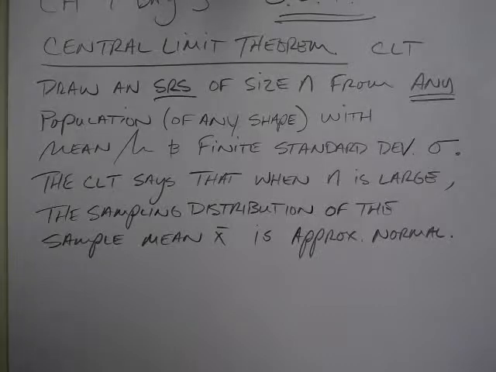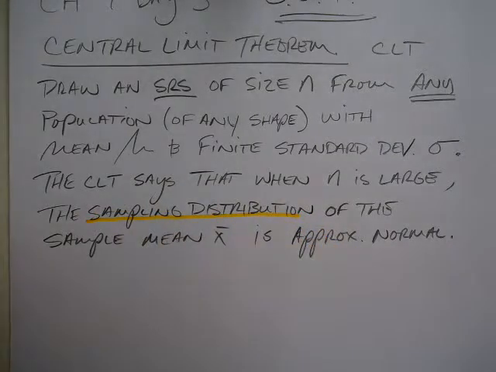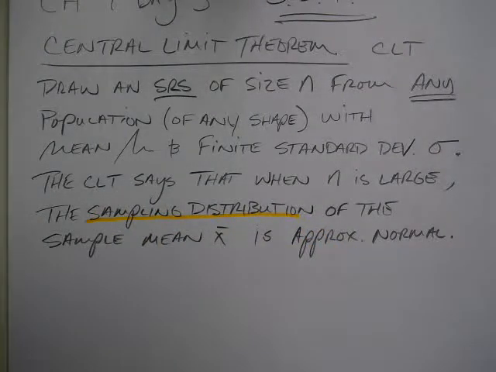One of them is to remind you what the sampling distribution is. That's many, many averages from samples of the same size from the same population, right? That's what a sampling distribution is. It's many, many sample means, okay? Now, when n is large, the sampling distribution of the sample mean x bar is approximately normal.